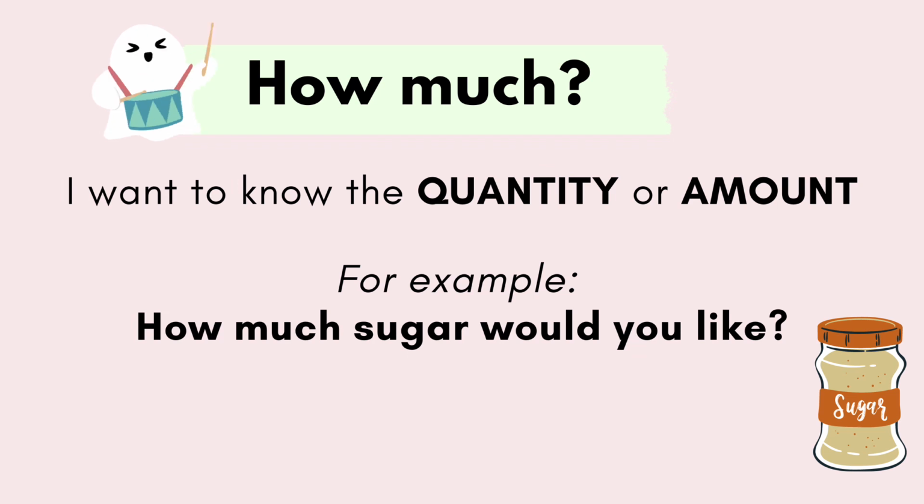So next would be how much. How much and how many is just the same. The meaning is I want to know the quantity or amount. For example, how much sugar would you like? Here we use how much because of the noun sugar. Sugar cannot be counted, so that is why we use how much. Okay?